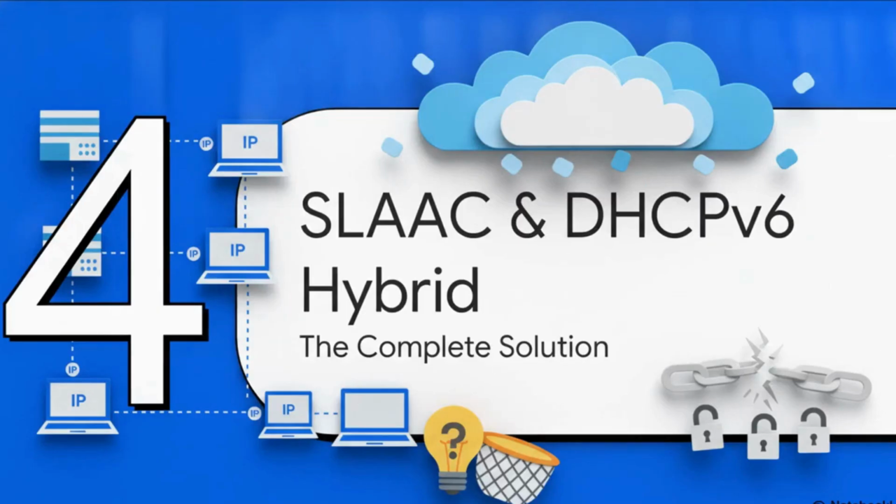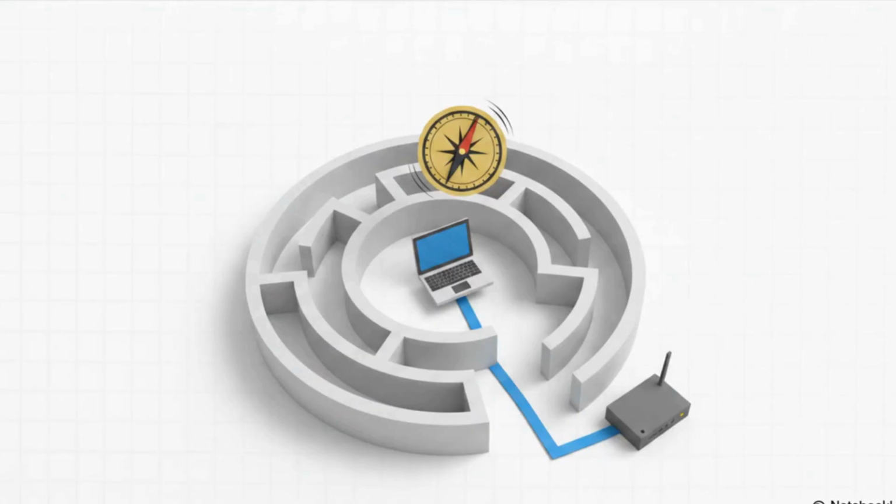So, the crucial point is, Section 4, SLAAC and DHCPv6 hybrid. Here's the catch. While SLAAC is absolutely brilliant for giving your device a usable IP address and ensuring the router keeps zero tracking logs, it leaves the device completely without crucial details, specifically supplementary network configurations, like DNS servers. And without DNS, your device has an IP, sure, but it can't translate a web address like google.com into a usable destination. You're connected to the network, but functionally, you are totally lost.